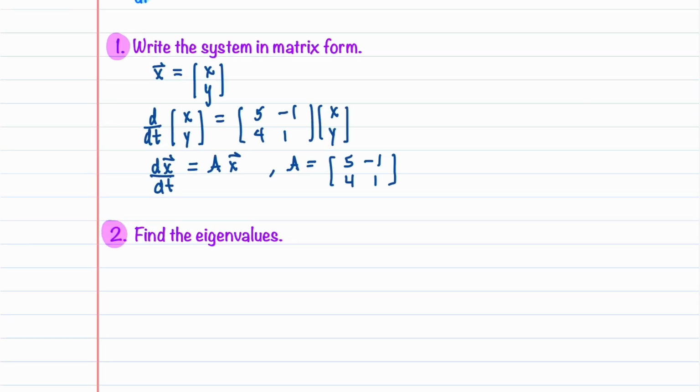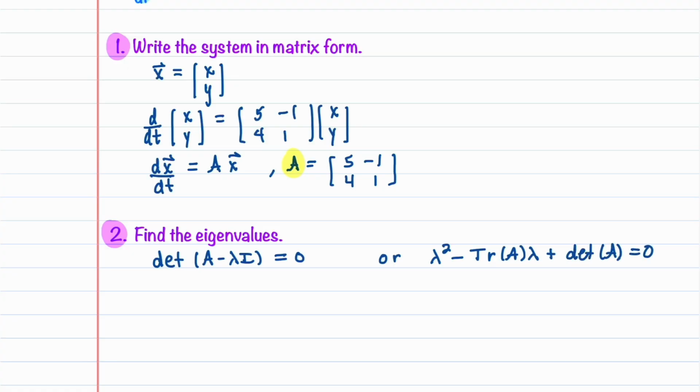In step 2, we are going to find the eigenvalues. These are the eigenvalues of our matrix A. There are two ways that we can find them. The first way is to solve the determinant of A minus lambda I is equal to 0. And then the second way is to solve it using this equation: lambda squared minus the trace of A times lambda plus the determinant of A is equal to 0. We'll solve it both ways.